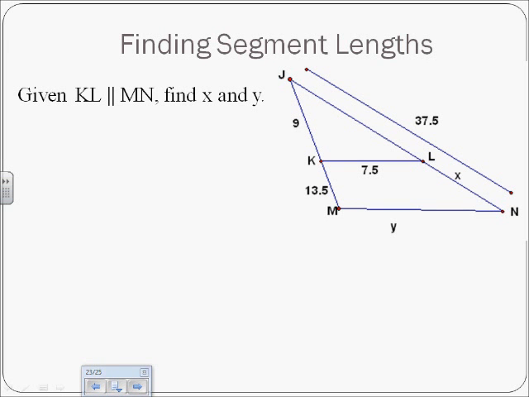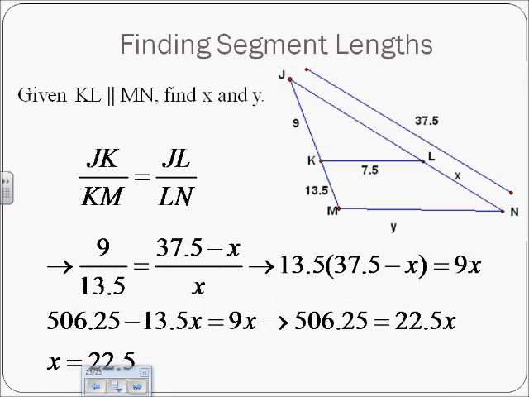Alright, looking for x and y. Given KL and MN are parallel, we have our proportions. JK over KM is equal to JL over LN. Simplifying here, if we know that this length LN is X, this has to be 37.5 minus X, and that's what we have in our proportion to solve for. Going through the solving, X is equal to 22.5.